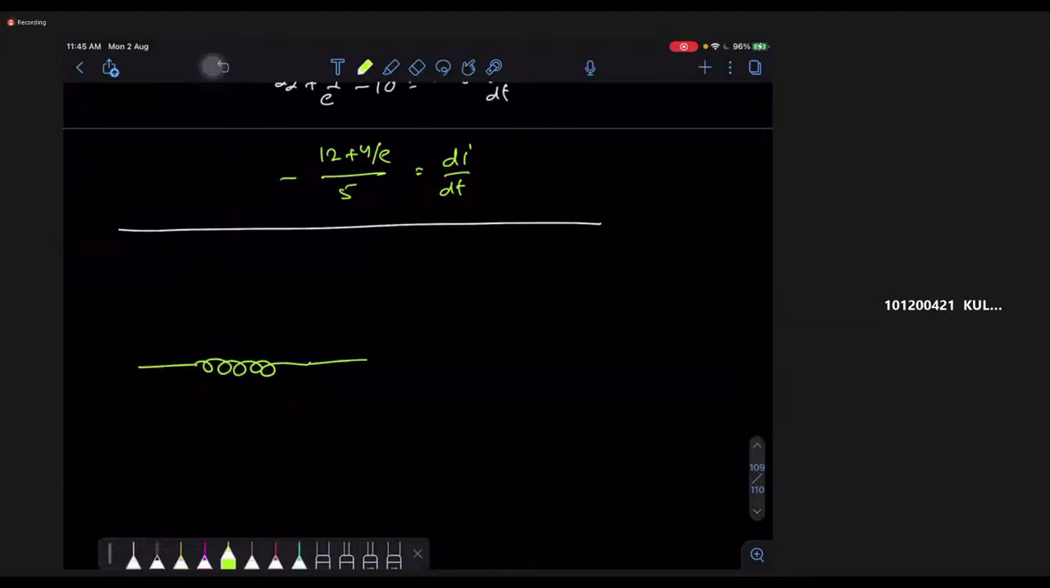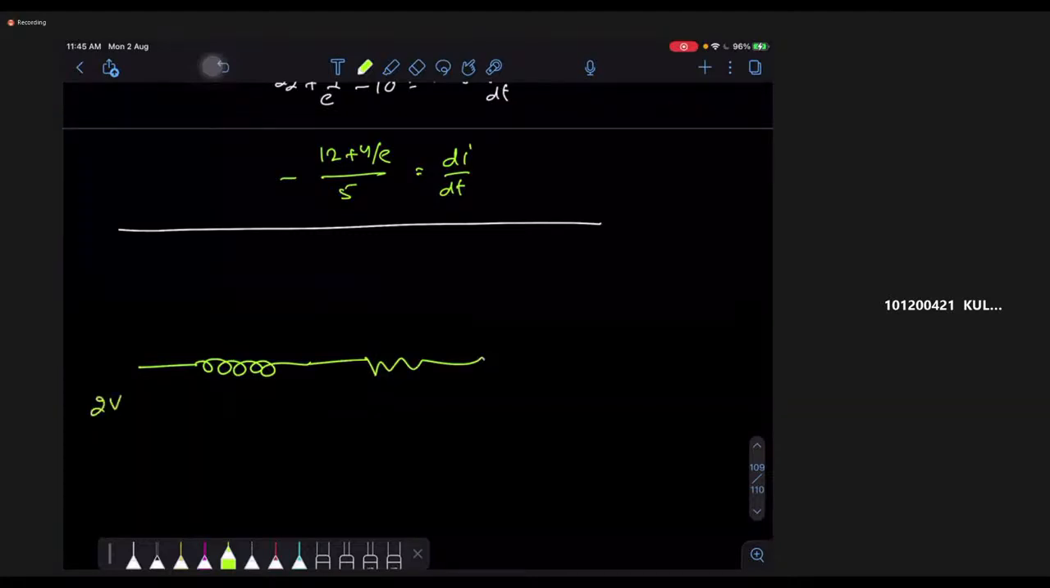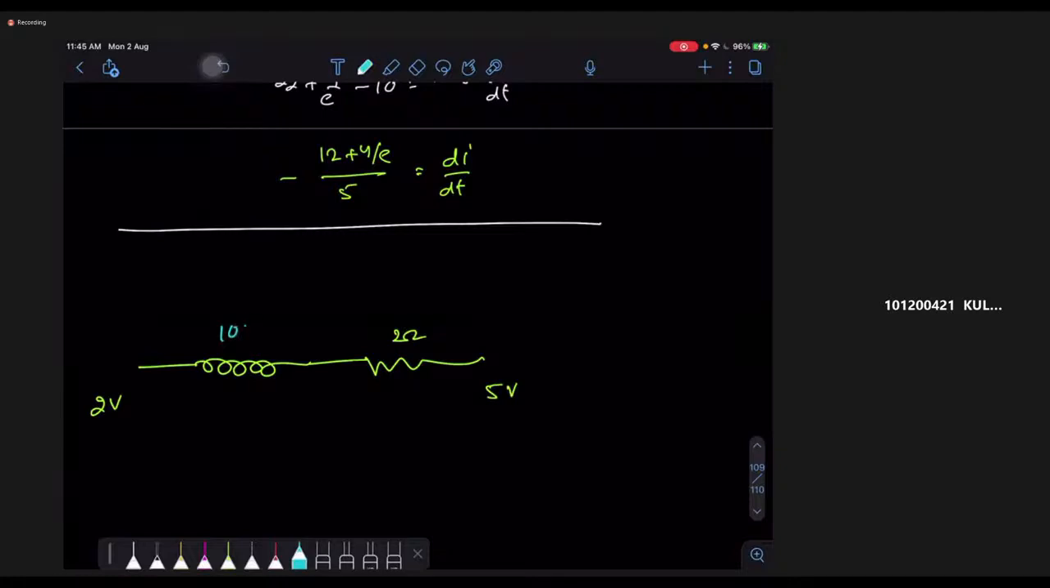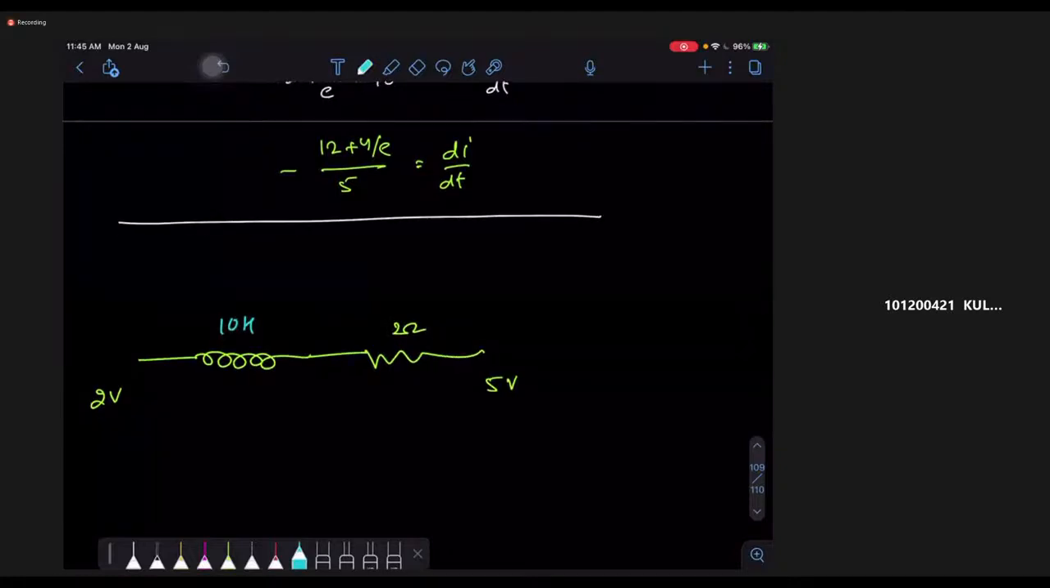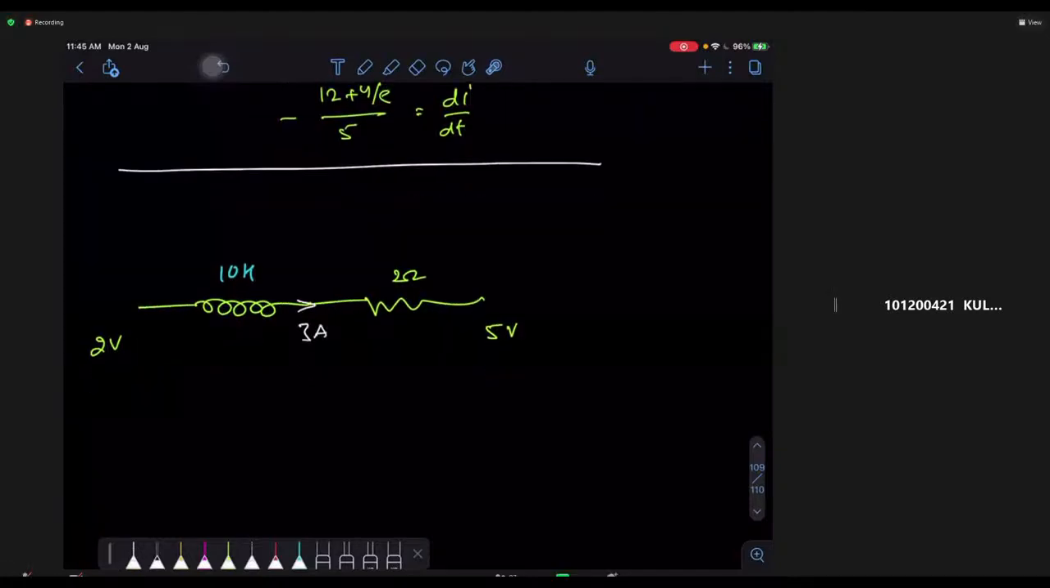Let's say we have a resistance. Here is my, let's say, 2 volt, and this side I'm going to have, let's say, 5 volt. This is my 2 ohm resistance, and here is a 10 Henry inductor, and the current is going to be passing here as, let's say, 3 amperes. Just to get the polarities, only focus on this polarity point first. These points are A, B, and here is C.